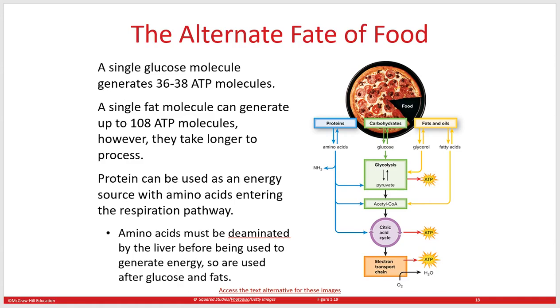So a single glucose molecule can make 36 to 38. A single fat molecule can generate up to 108 ATP molecules, but they take longer to process. Protein can also be used as an energy source with amino acids. But if you use amino acids, they have to be deaminated by the liver before being used to generate energy. And that process can cause some issues biologically too. So we don't really want to use our proteins for energy, but our bodies will, if we don't have any other options.